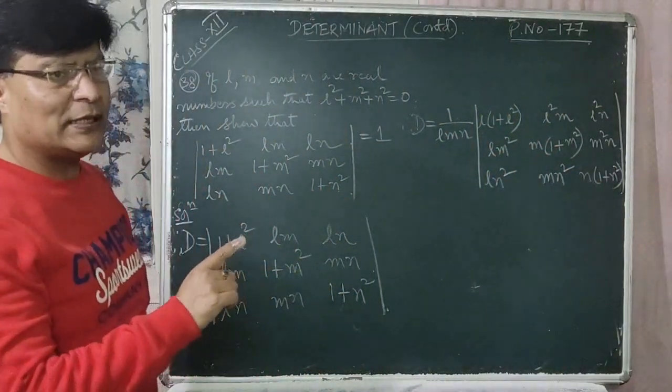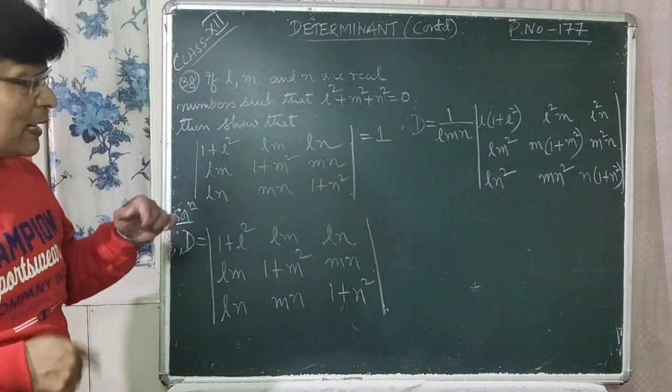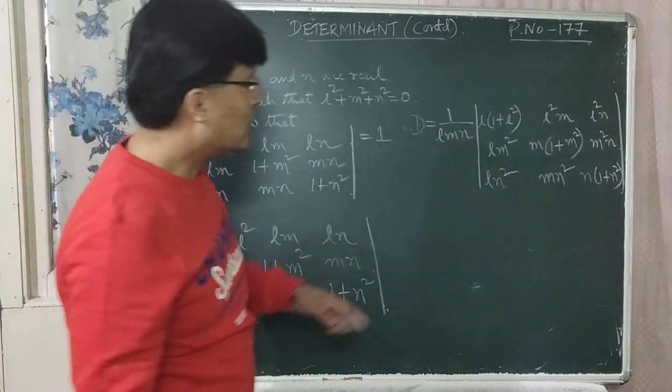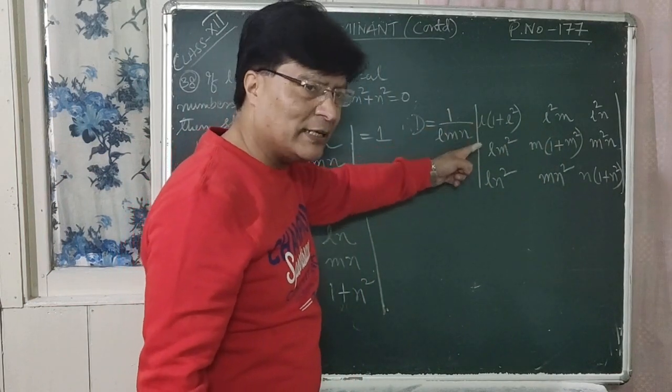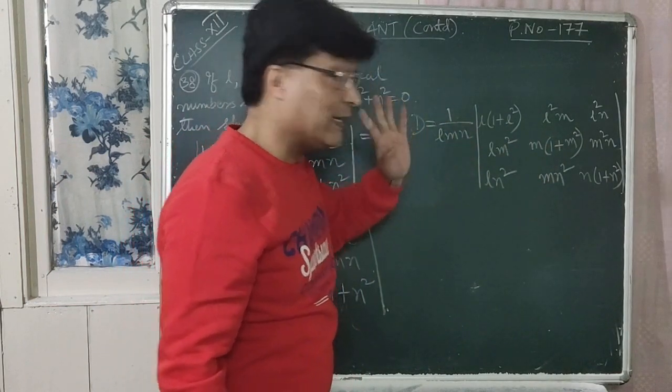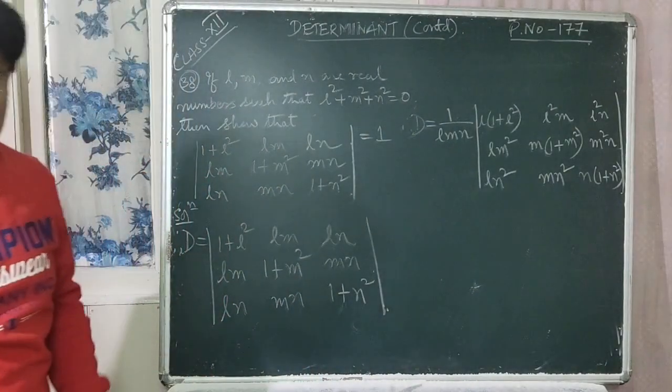In the third row, we are multiplying all the elements by N. To cancel this, outside the determinant we wrote 1 upon N. Is that clear to all of you?